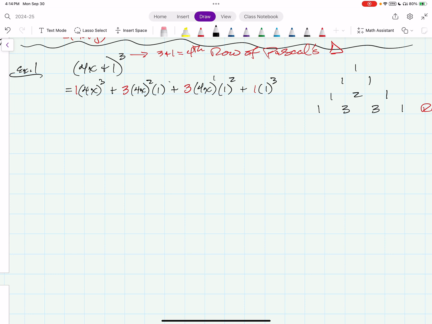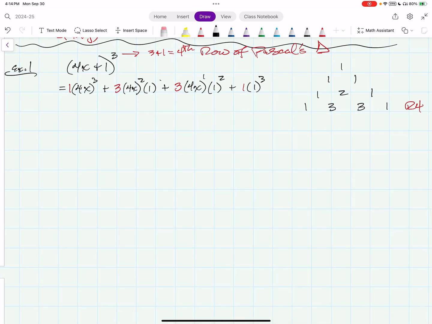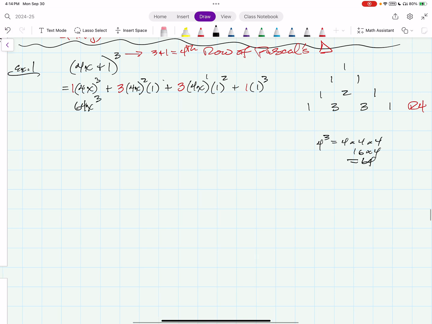So notice in red, I put the coefficients of your triangle in, okay? And then you simplify. So here we go. 4 cubed, I'm just doing a little side work here, is 4 times 4 times 4, and that's 16 times 4, and that's 64. Okay, so here we go. You get 64 times x cubed. You have to square or cube the variable as well. So 64x cubed plus 3 times whatever 4x squared is, and that's 16x squared times 1.